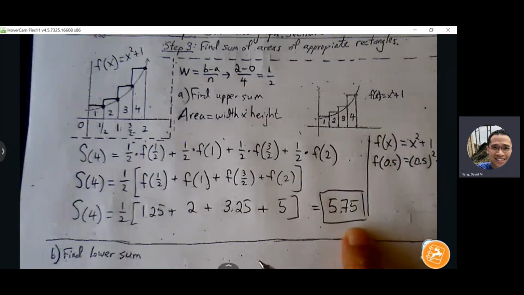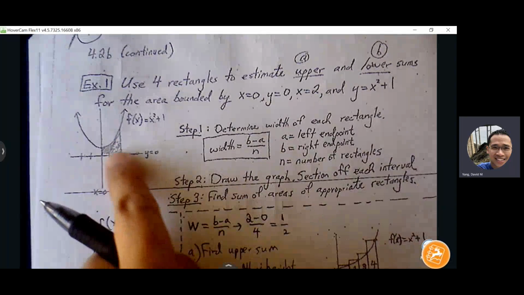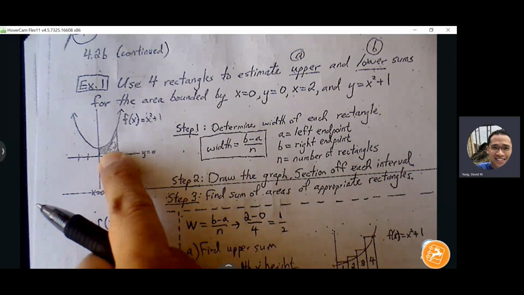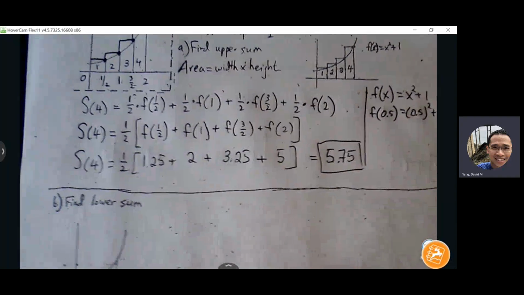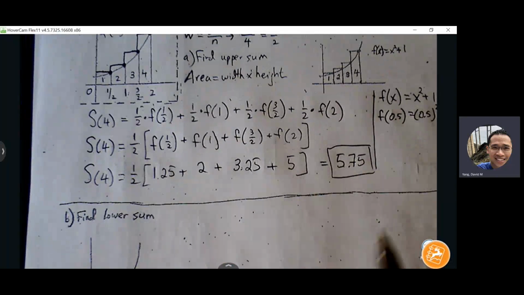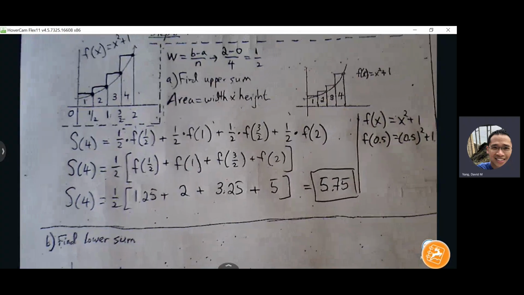Now, what is 5.75 in relation to the actual area? Greater. That's all we care about. Okay, it's a higher value. We don't really care how much higher it is. We do have different ways of improving approximation, but we don't have to know how accurate our approximation is. Okay, that's not something that we have to worry about in this course.